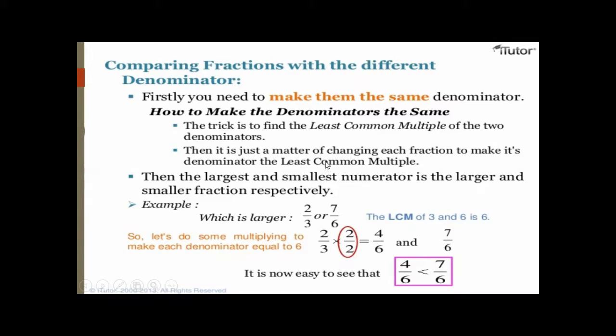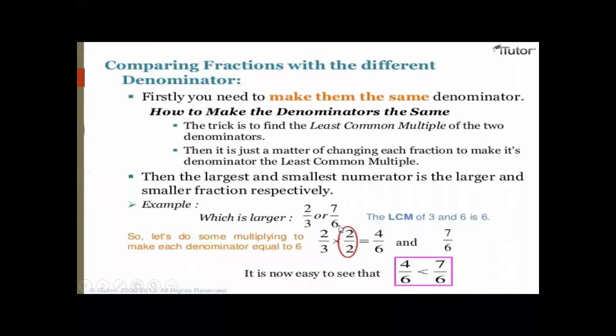Then the largest and smallest numerator is the larger and smaller fraction respectively. Example, which is larger, 2 upon 3 or 7 upon 6? We can see that our denominators are different. 3 and 6 are the denominators of the given fractions. So 3 and 6 are different.